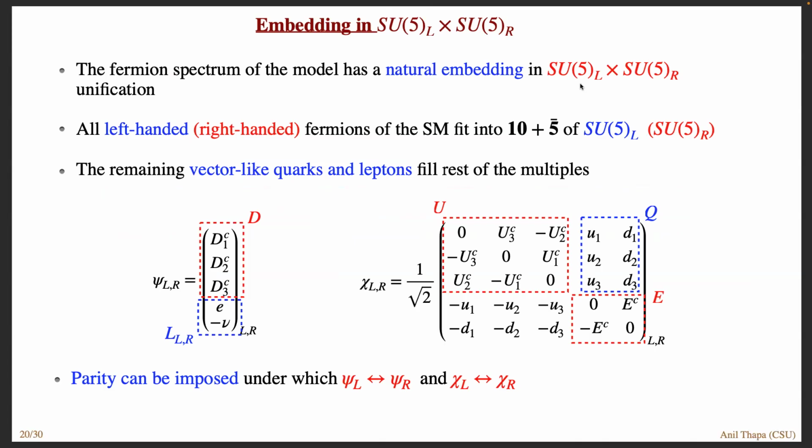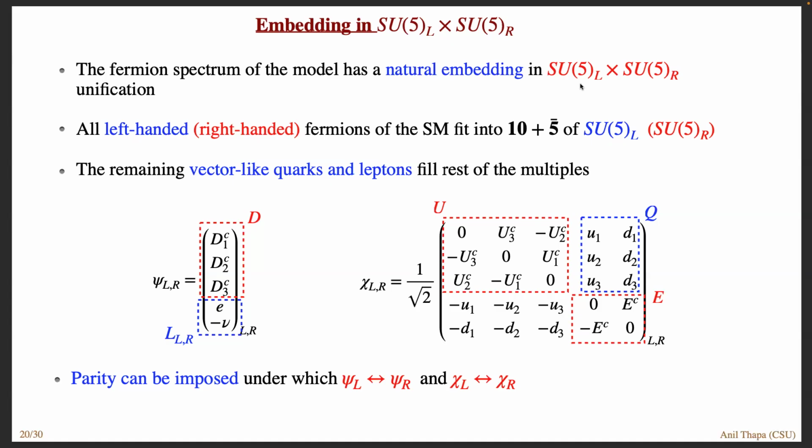Those naturally fit into this 10 plus 5-bar. This is the 5-bar, of course the fundamental representation, and this is the 10 representation. You can see these are three different quarks for down type colors, and this is again a charged lepton. This is the U type, an up-type vector-like fermion. This again, Q is standard model like, Q left and Q right, and E is a new vector-like fermion. Good. So it exactly fits into this 10 plus 5-bar.